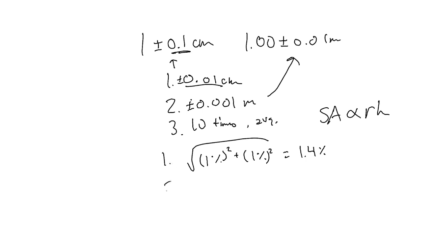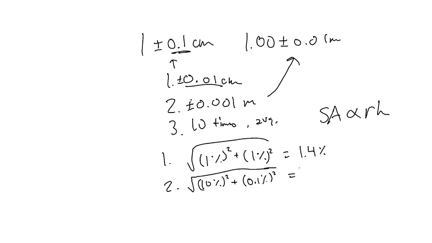Next, we have option 2, right? And what this is going to do is we're going to have a 10% uncertainty here. 10% uncertainty squared plus a, what is this? So that's 0.001 divided by 1. That's going to give us a 0.1% uncertainty, right? 0.1% uncertainty.